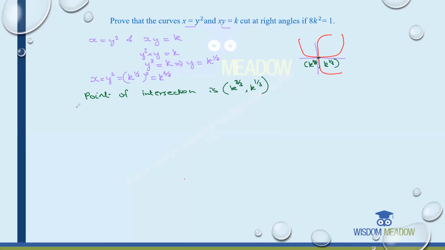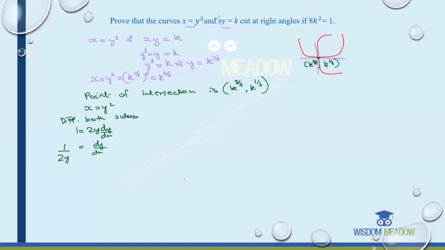So starting with the first equation, x = y². To differentiate both sides, you get 1 = 2y dy/dx. So dy/dx is equal to 1/(2y).